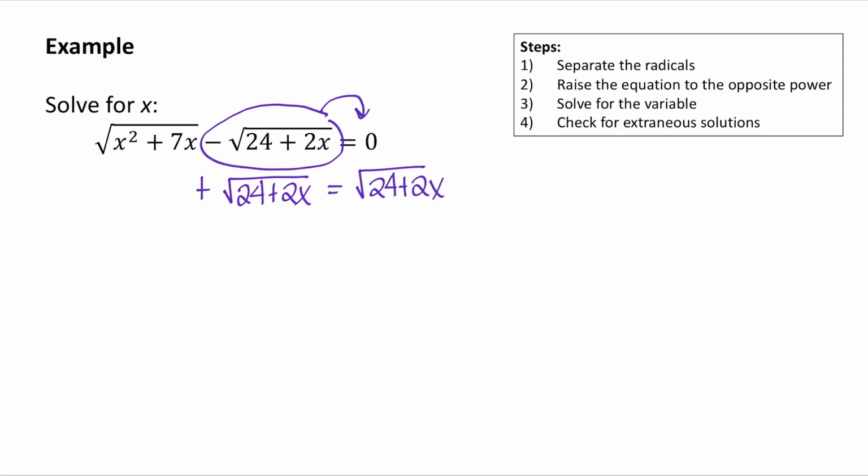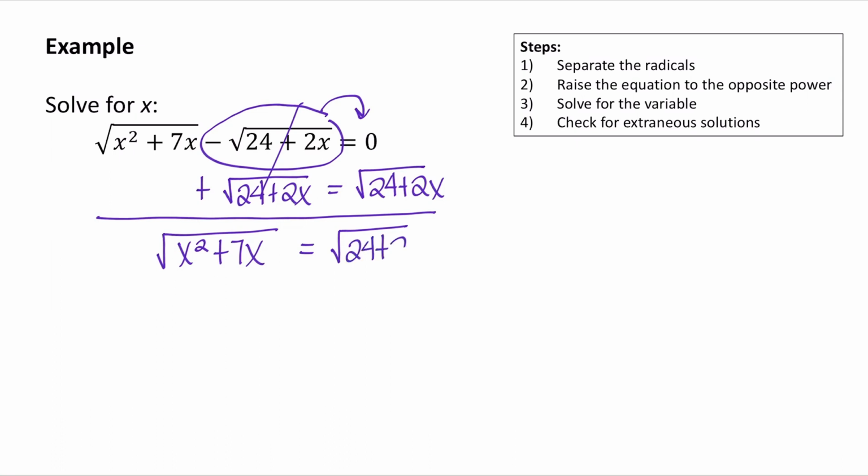So that's going to cancel this term on the left, which is going to leave me with the square root of x squared plus 7x equals the square root of 24 plus 2x. Now that I've separated these radicals, I can go ahead and take the square of both sides to undo the radicals. So I'm going to square everything on either side of this equation.